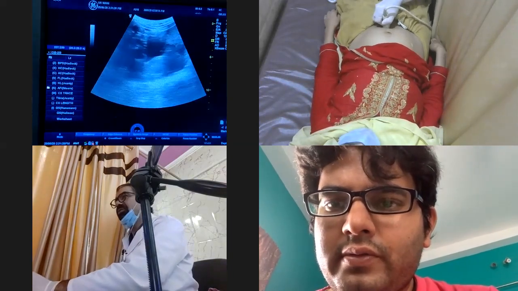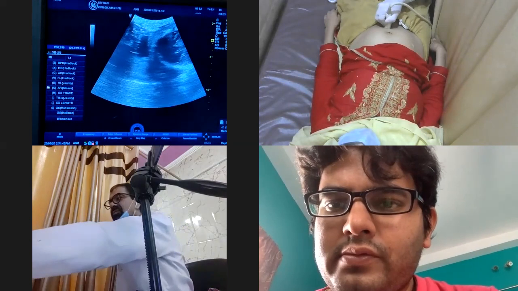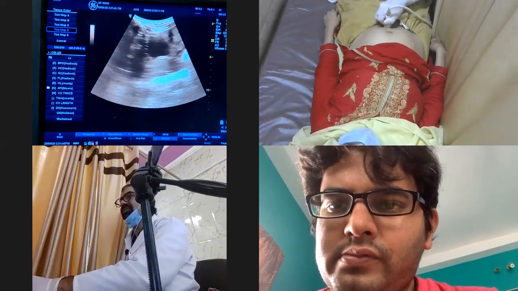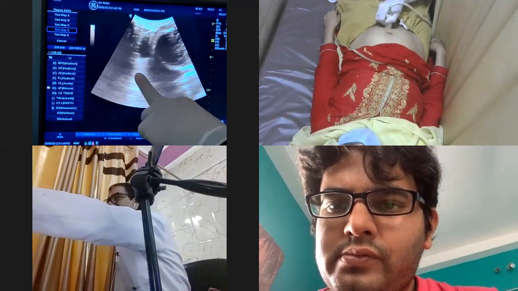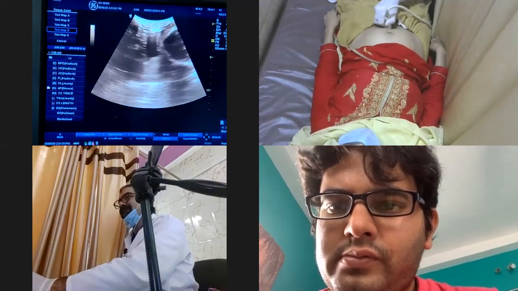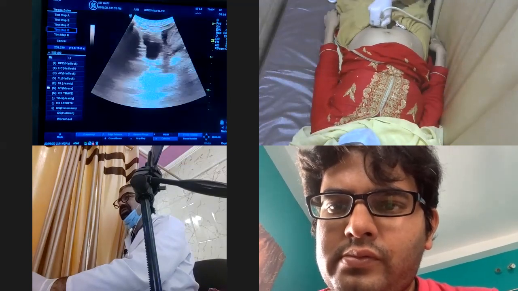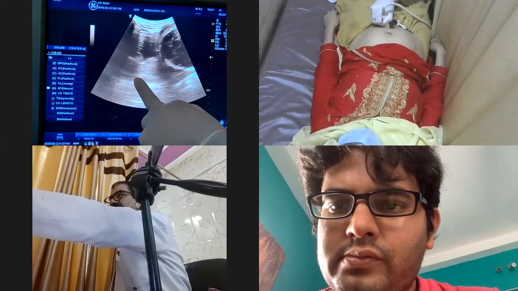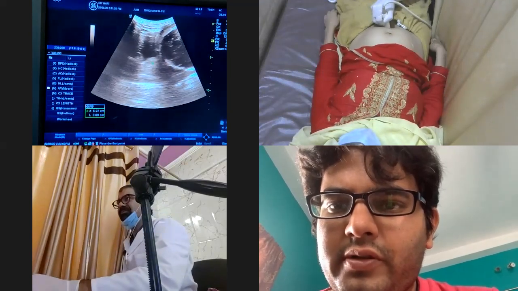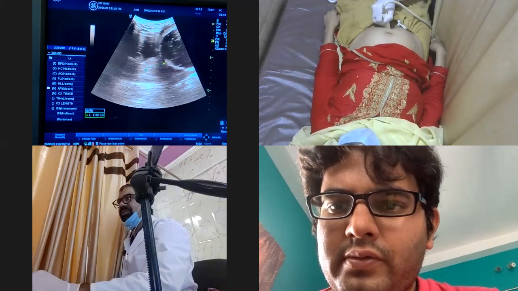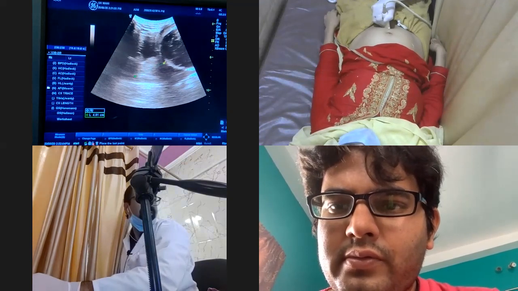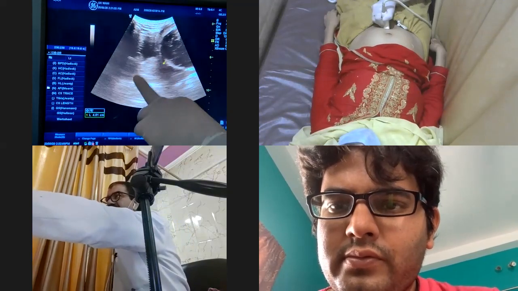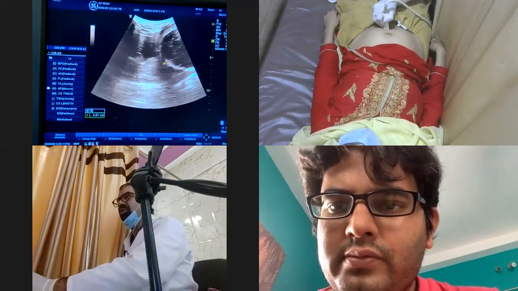Let me zoom on the cervix. So this is the cervix over here. Now how to measure the cervix? I will be measuring from internal os to external os, like this. From here to here, like this. So here it is 4.8 on transabdominal ultrasound. This is absolutely a normal cervix.